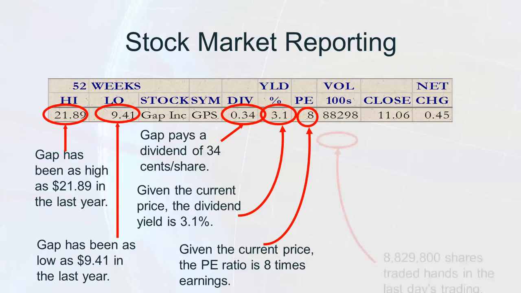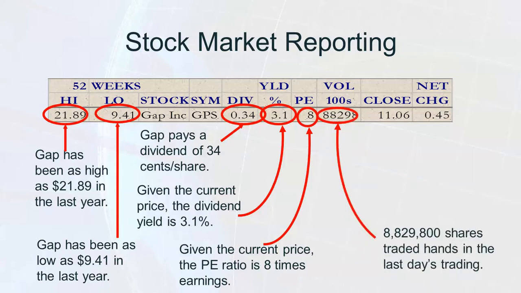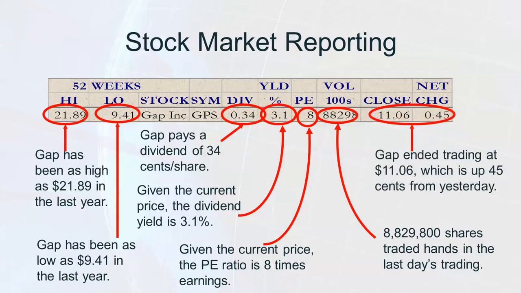earnings. And this one is shares traded in the last day of the trading days, and it basically ended trading at this price, which is the close price for that day, and then the 0.45 means that the share price went up by 45 cents from the previous day.